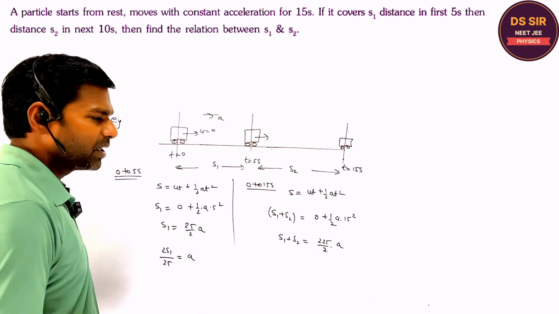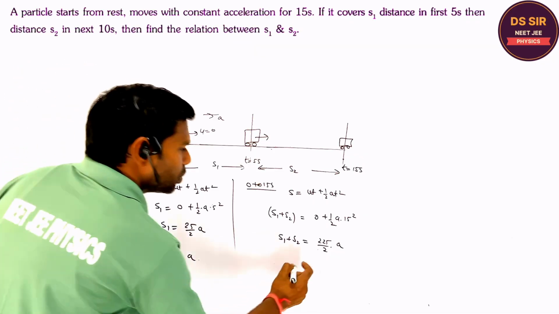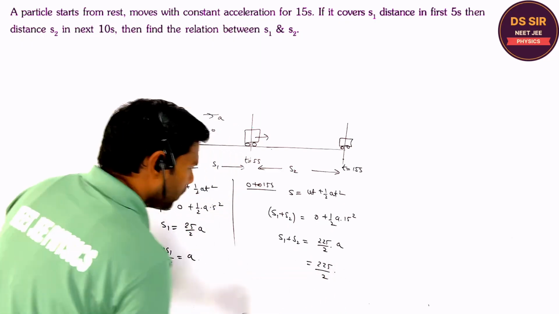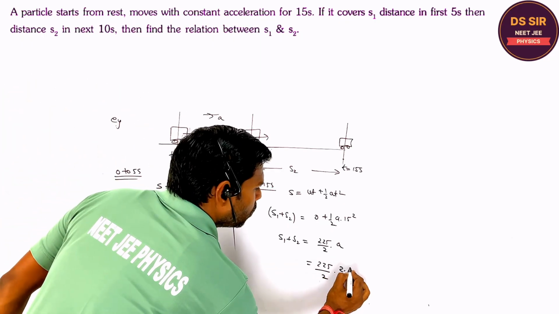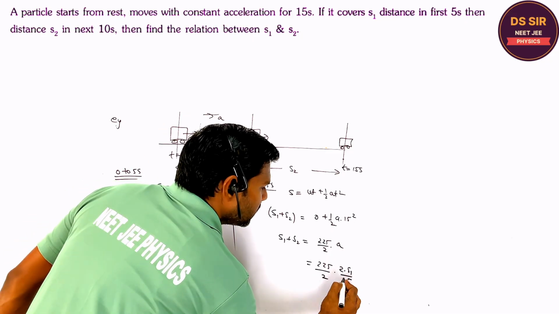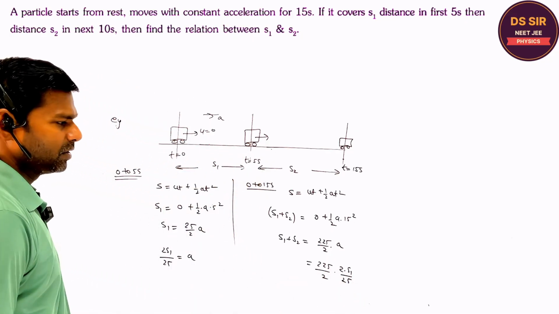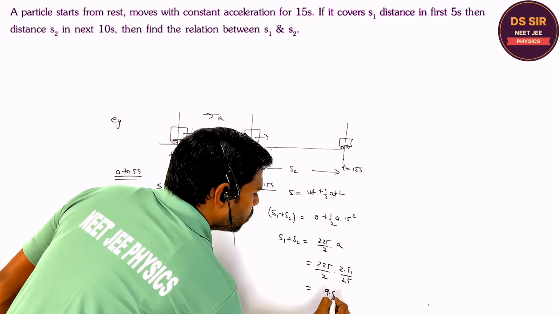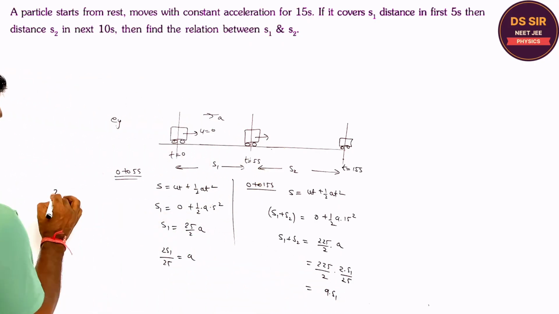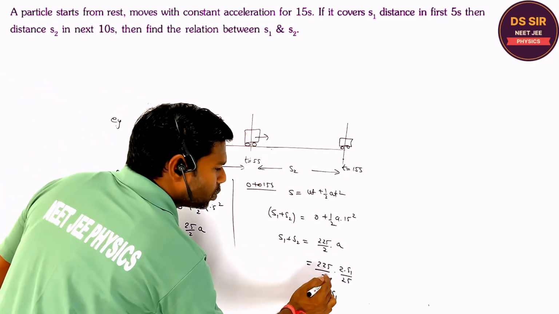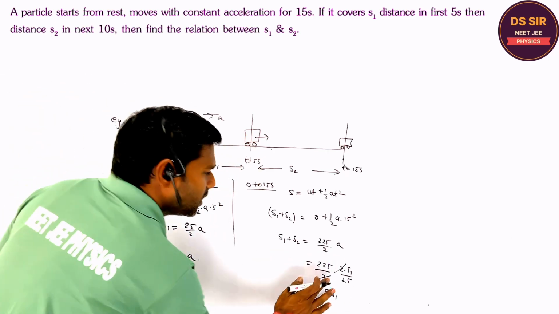We have to bring the relation between S1 and S2. So 225 upon 2. Fine. What is the value of a? 2S1 upon 25. Is it clear or not? So this 2 and 2 cancel out, and 9 into S1 will come, because 225 upon 25 is what? Say 9. And this 2 and 2 also cancel out. Is it clear?